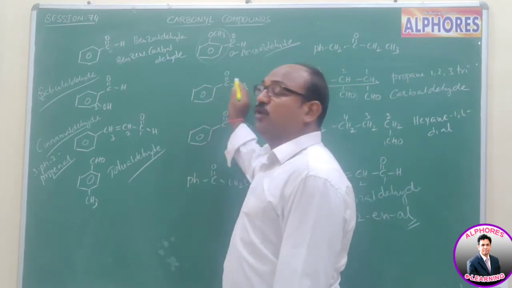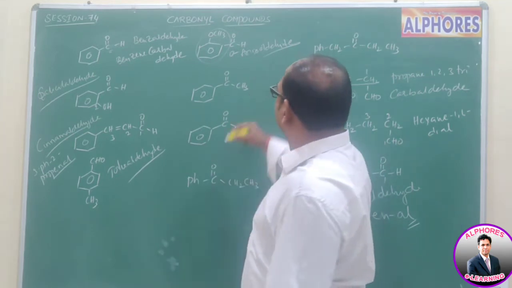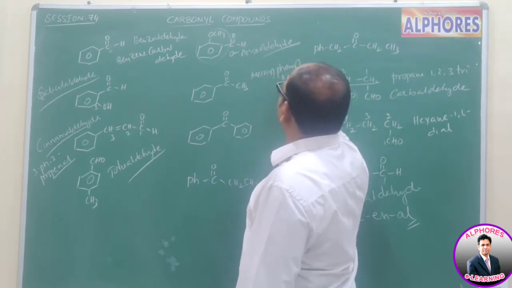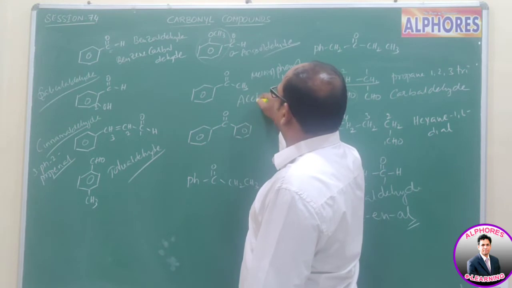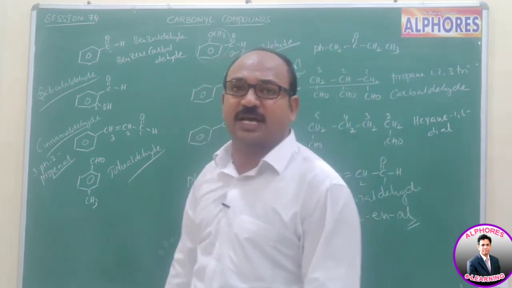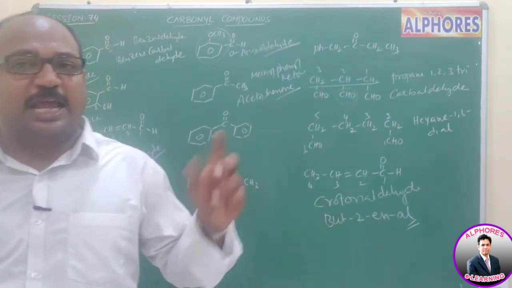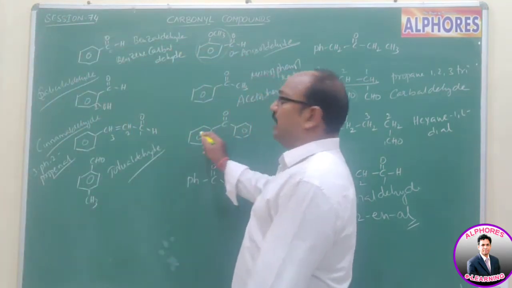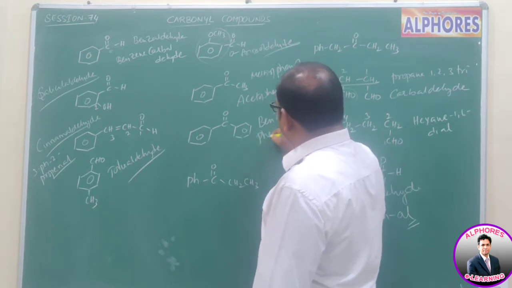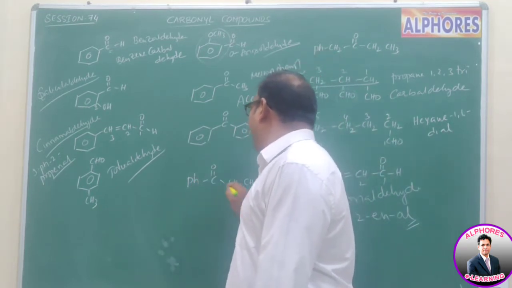And this one is a ketone, aromatic ketones. The common name is methylphenyl ketone, also called acetophenone. CH3 and phenyl is called acetophenone. Now when both phenyl groups are there, we simply call it diphenyl ketone, also called benzophenone. Benzophenone, acetophenone. And this one has phenyl and ethyl.